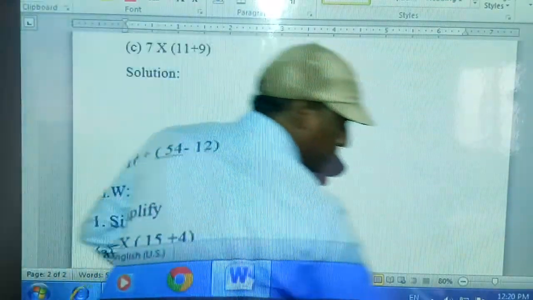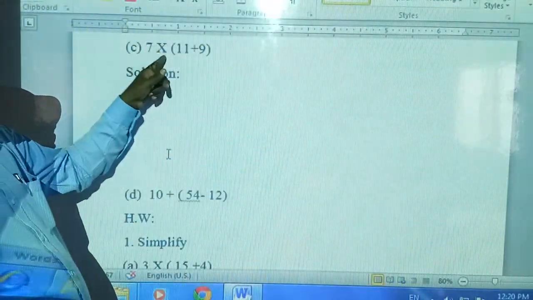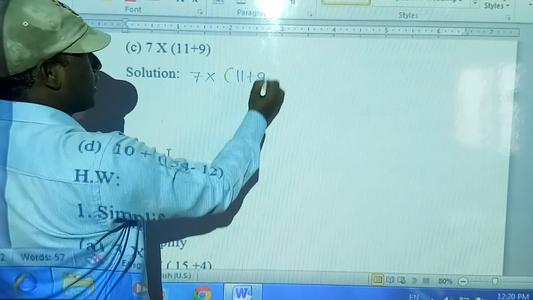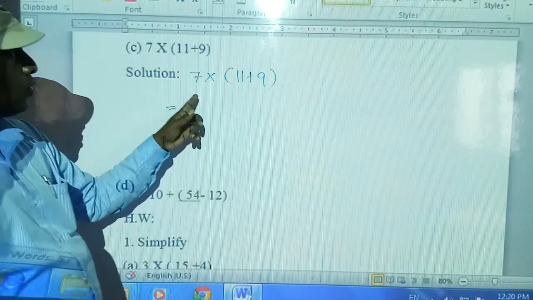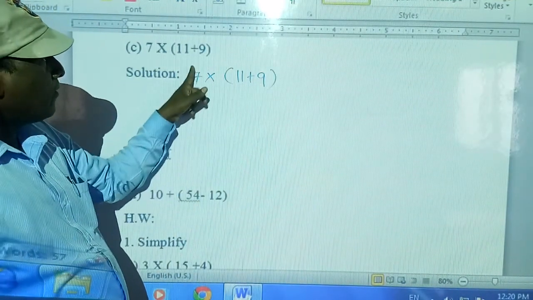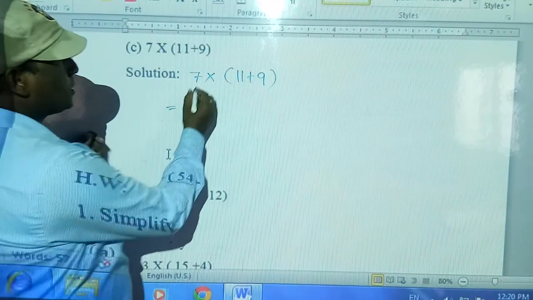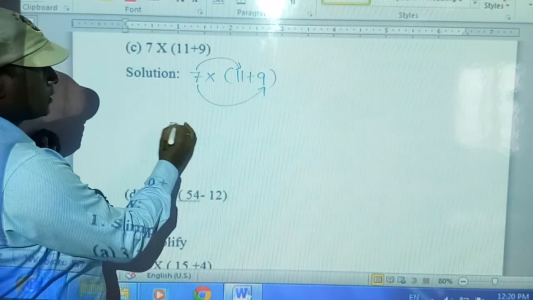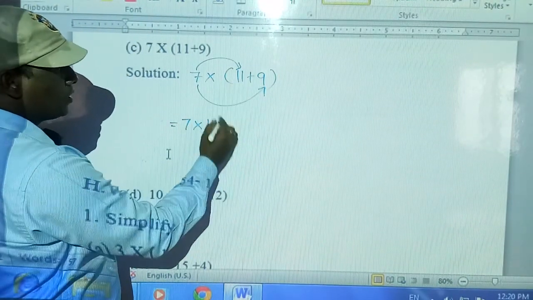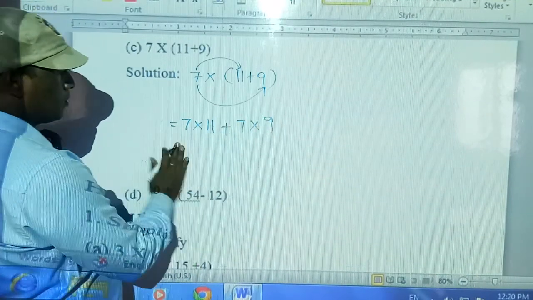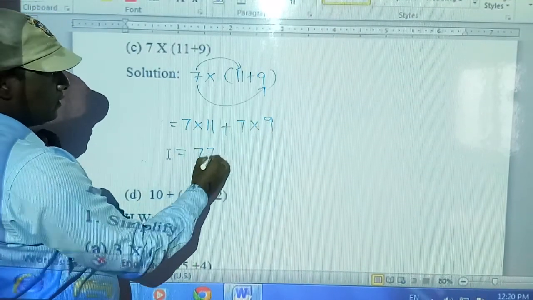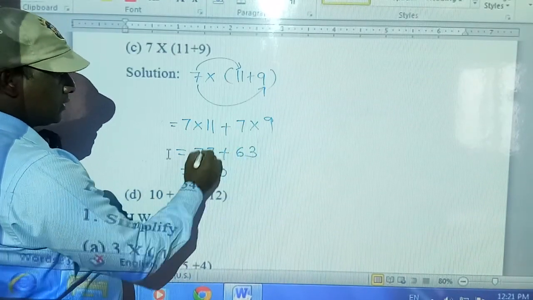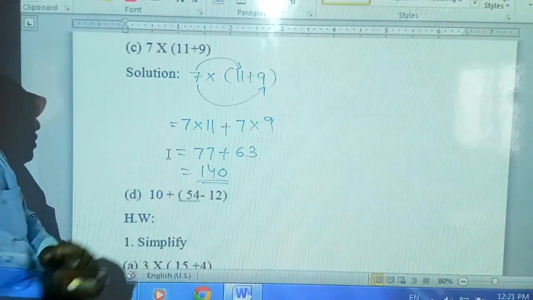See students, here also it is directly given to you. Observe here 7 into 11 plus 9. So what is the solution? First, how do we expand the bracket? 7 into 11, 7 into 9. Observe friends, 7 into 11 plus 7 into 9. What will we get? 77 plus 63. Carry 1, 7 and 7, 140. This is the answer. Are you clear?